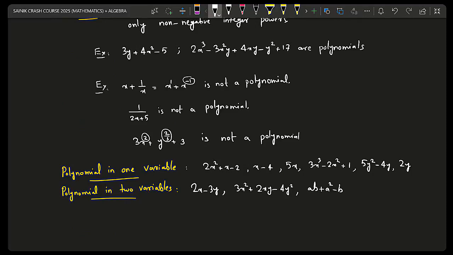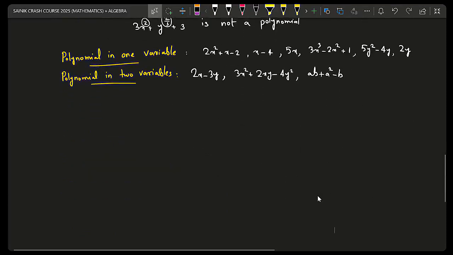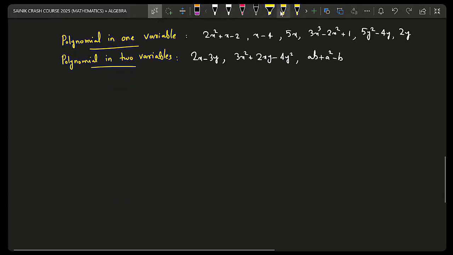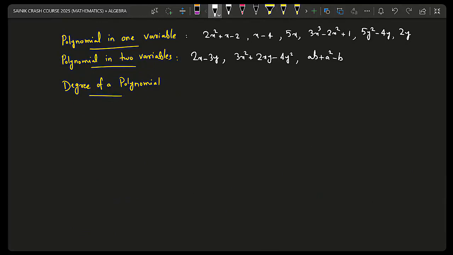Now we are going to discuss one important topic called degree of a polynomial. So what is the degree of a polynomial? The highest exponent of the variable in a polynomial of one variable is called the degree of the polynomial. Not only one variable, you can take more than one variable also.